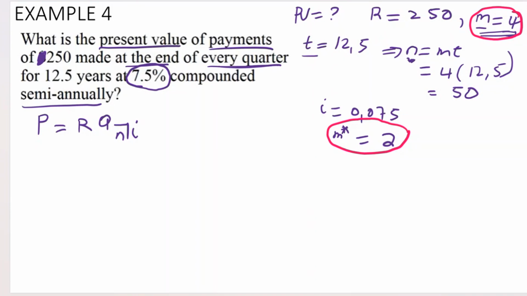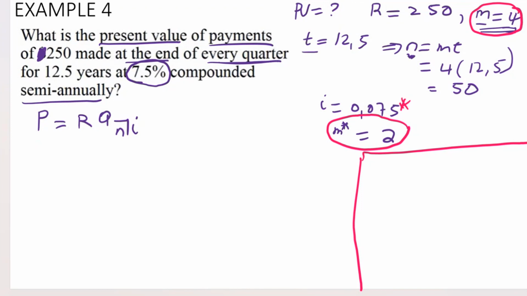If they are not the same, you need to go and convert this interest into quarterly. To convert it to quarterly, you need to use a formula for converting. It is an interest that is semi-annually, and you want to convert it to quarterly.